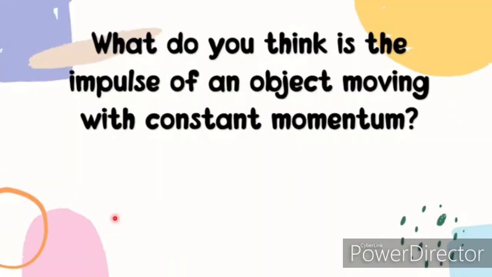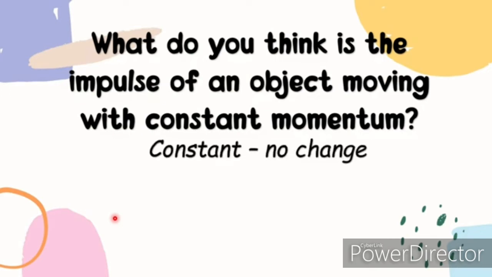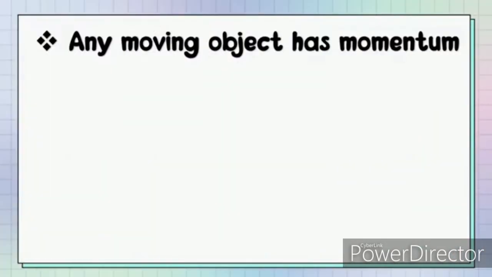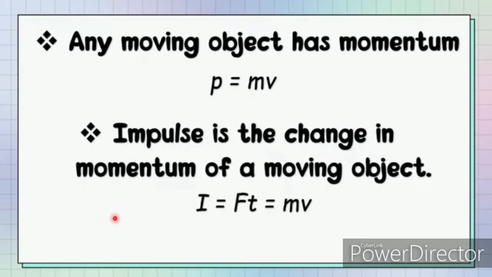What do you think is the impulse of an object moving with constant momentum? Constant means no change at all. Therefore, there is no impulse or zero impulse for objects moving with constant momentum. Take note of that, class. You now know that any object has momentum, and it is equal to the product of mass and velocity. Impulse, on the other hand, is a change of momentum of a moving object.